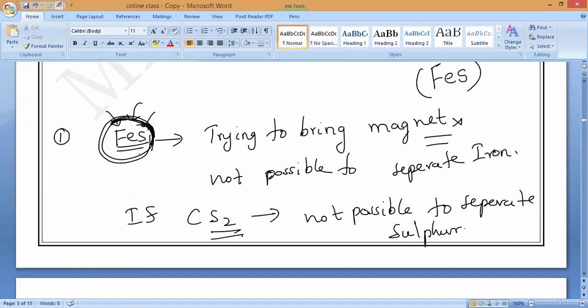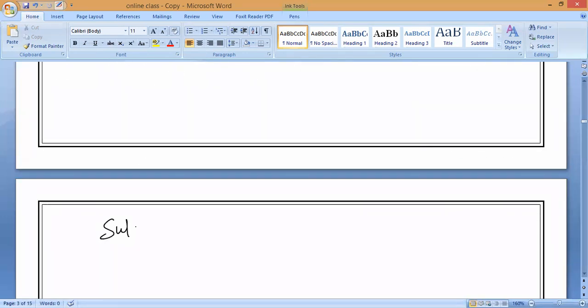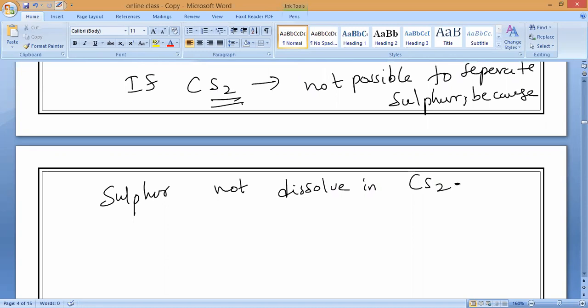When they are a mixture, they have different characteristics. When they are a compound, they attain new characteristics. That is what you have to remember. So it is not possible to separate sulfur because sulfur won't dissolve in CS2, carbon disulfide. Do you understand? What is the reason? Iron is also not separated and sulfur is also not separated.